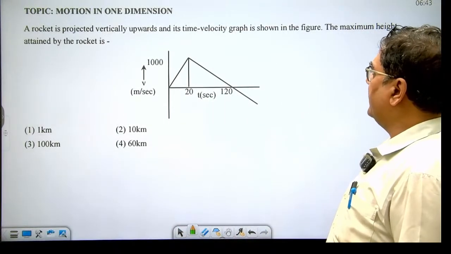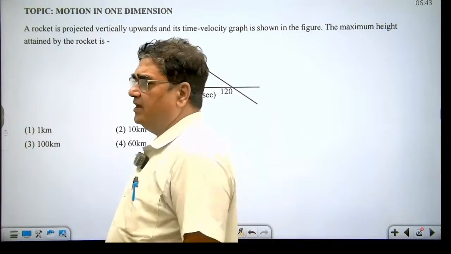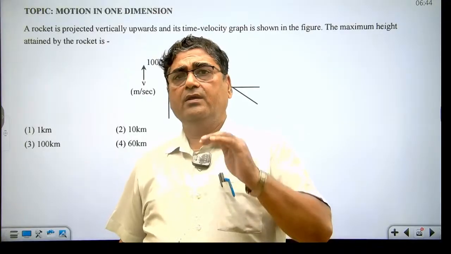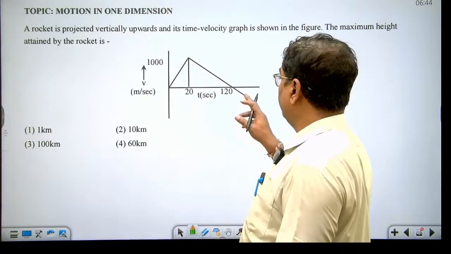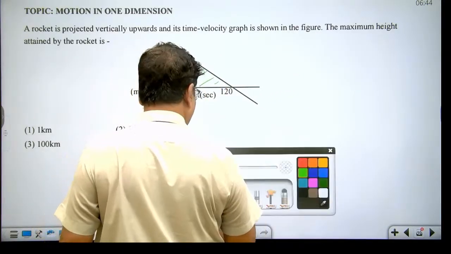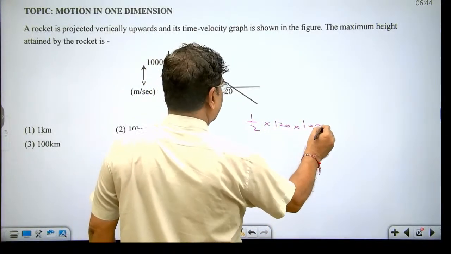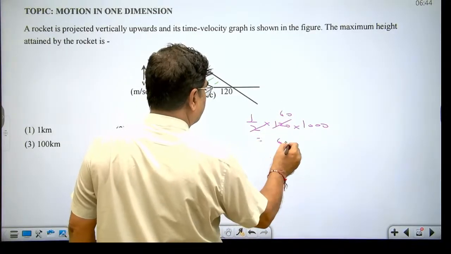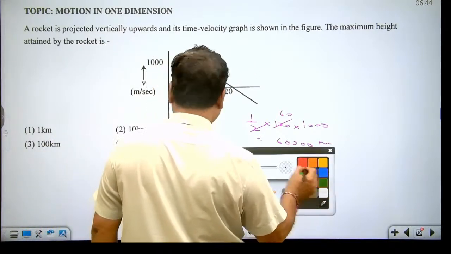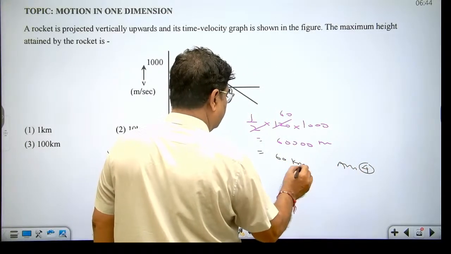A rocket is projected vertically upward and its velocity-time graph is shown in the figure. The maximum height attained by the rocket is? Dear student, in any numerical problem in one dimensional motion, the sign of velocity indicates the direction of motion. Here, up to t equal to 120 seconds, the velocity sign is not getting changed. So at t equal to 120 seconds, the particle will attain maximum height. So what is the maximum height? Area under the velocity-time curve. This is half into 120 into 1000, this is 60,000 meter, means 60 kilometer. So out of 4 choices, the correct answer is option 4. 60 kilometer is the correct answer.